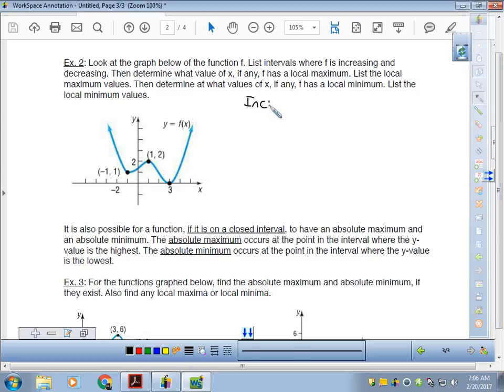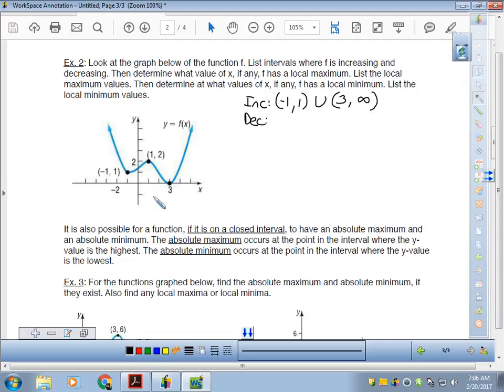So the first part asks us to write intervals where it is increasing and decreasing. Well, it's increasing from here to here and from here to here. So this first interval starts at an x value of -1 and continues to this point, which has an x value of 1. And then the other interval is right here, which starts at an x value of 3 and continues on to infinity.